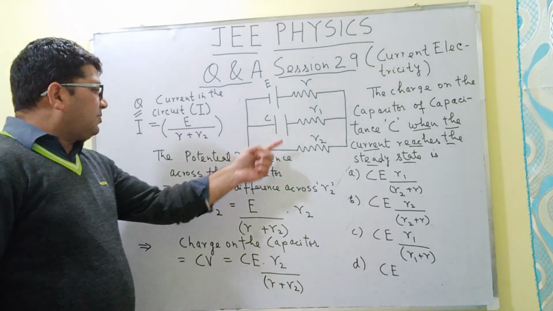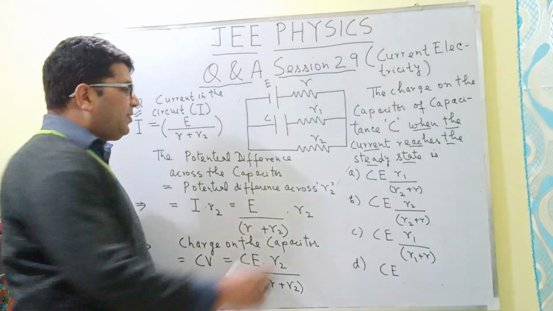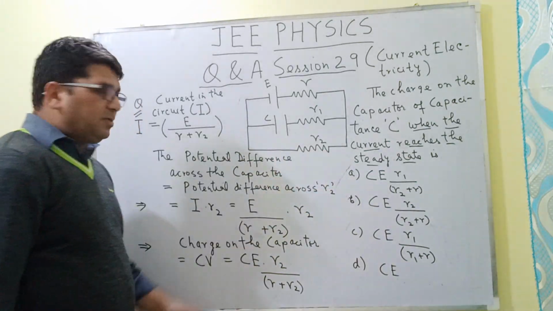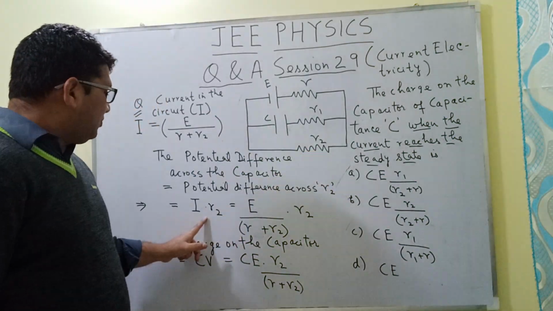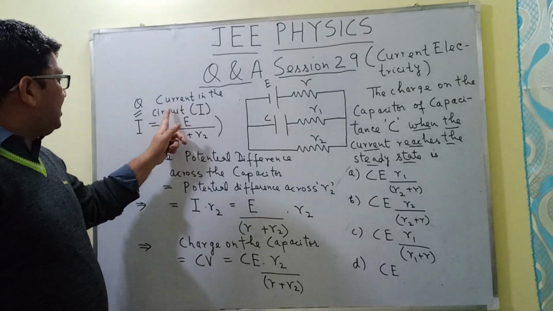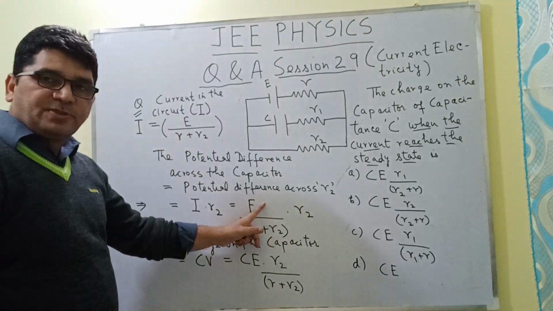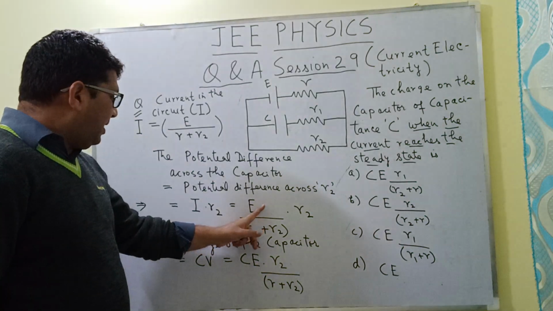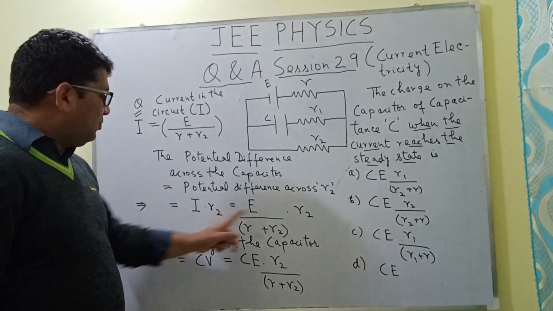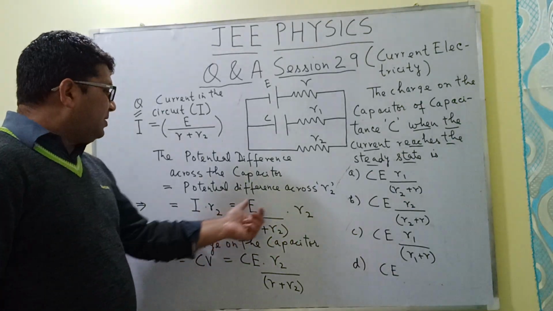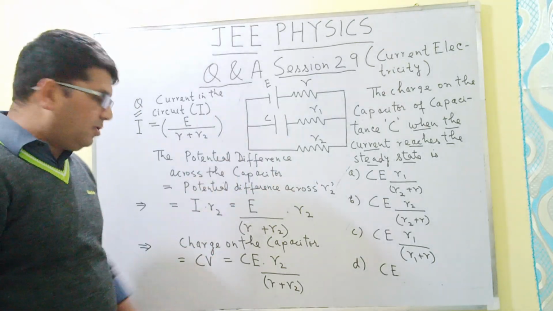The potential difference across this capacitor will be equal to the potential difference across this resistor. Now the potential difference across this resistor is equal to I into R2. The current in the circuit is I equal to E divided by R plus R2. So I have substituted the value of I as E divided by R plus R2, into R2. So this is the potential difference across R2, and this is the potential difference across the capacitor also.